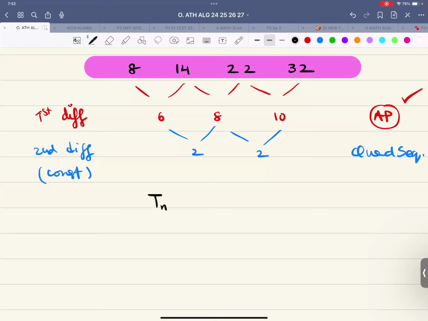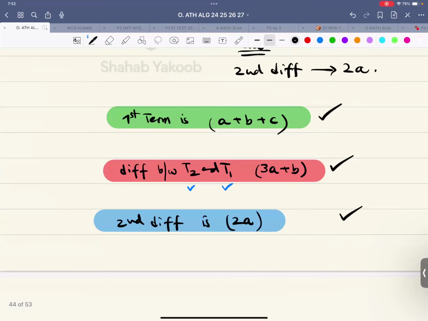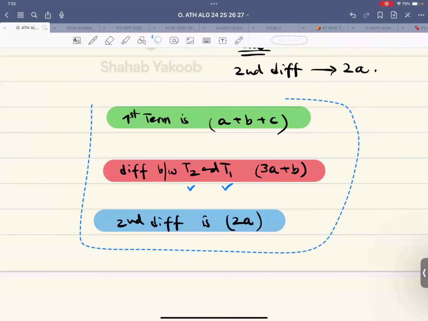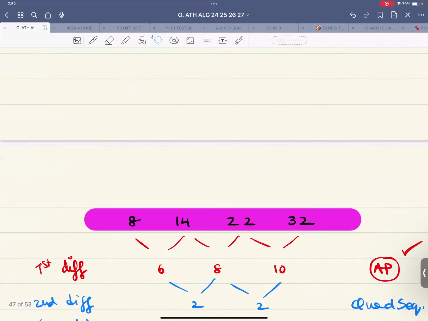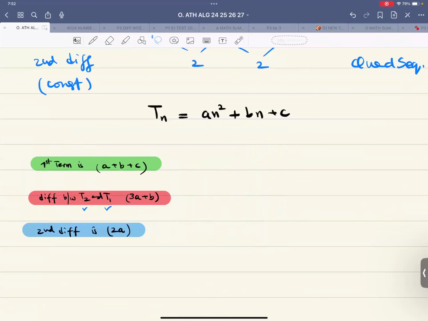So we will write Tn is equals to an square plus bn plus c. And what exactly are we looking for? We are looking for the values of A, B, and C. Now, this is the knowledge box that is needed. So let me just copy this thing out, so that this should be handy. Let me write it over here in the corner, and minimize it. And that is exactly what we are working on.